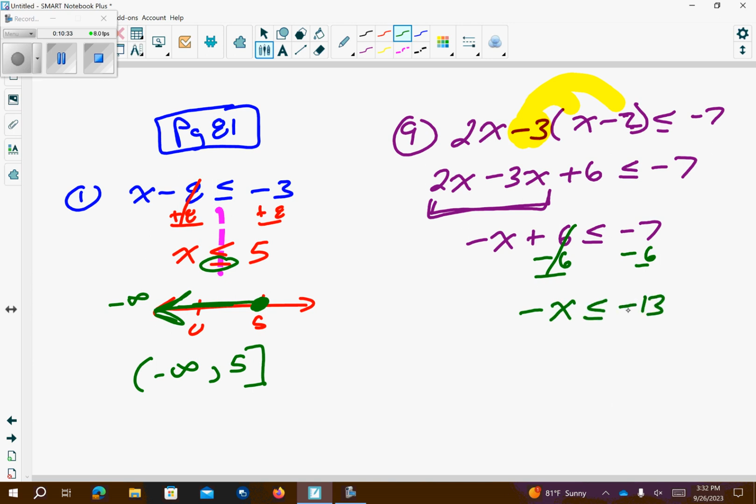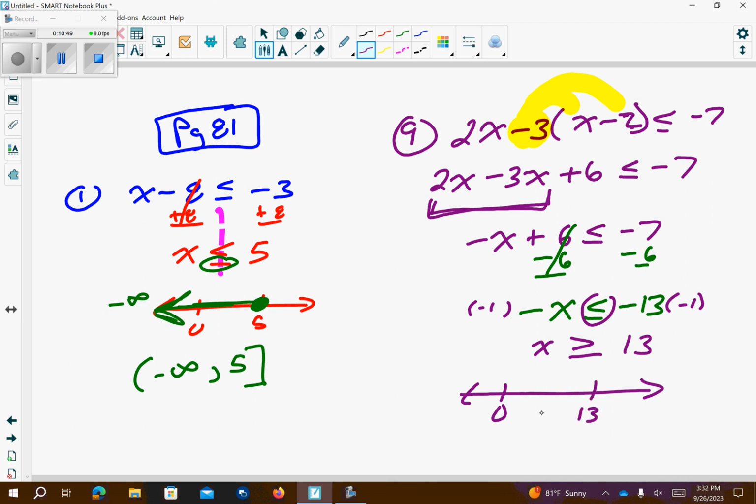I get -x is less than or equal to -13. Now I can't have a -x, so I'm going to multiply both sides by -1. Because I multiply by a -1, that becomes a positive. This sign has to flip over. So x is greater than or equal to 13. So I'm going to have 0 here. I have 13 down here. It's going to be a solid dot on the 13, and it's going to shade to the right. That goes to infinity. Our interval notation will go from 13 to infinity. Infinity always has a parenthesis. This is going to be a square bracket on 13 because it's a solid dot. We have the equal sign.